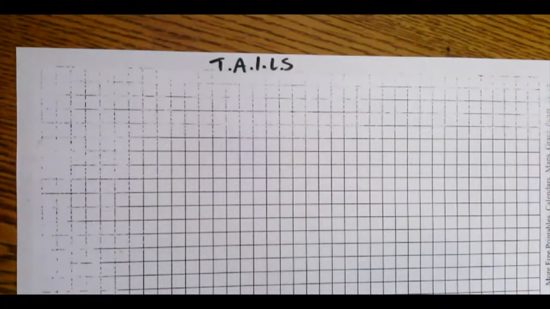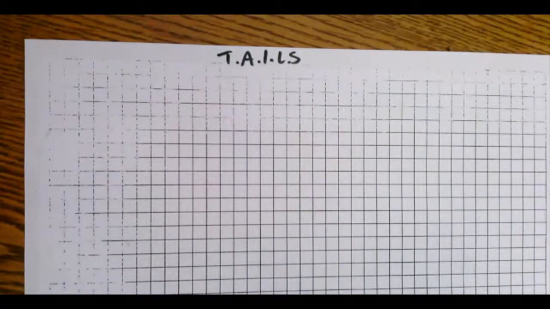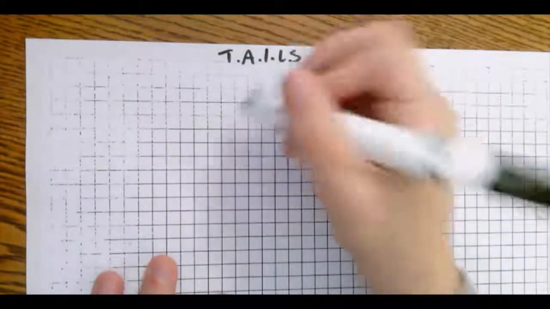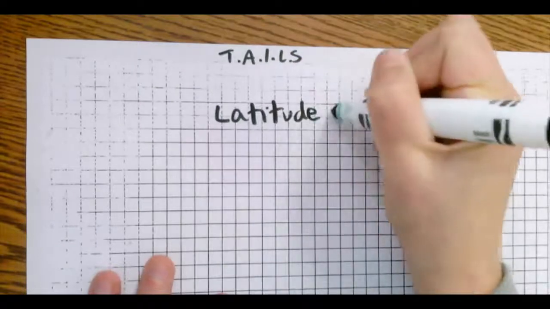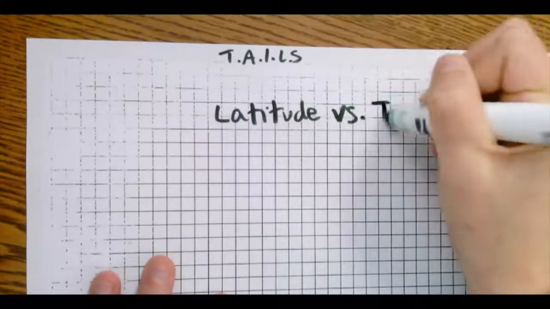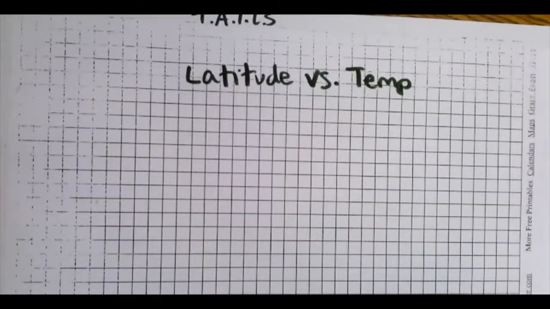Okay, so the first thing we need is a title. The title does not have to be super creative. You just want what your graph is about. So I'm going to entitle my graph latitude versus temperature. Easy squeezy. It doesn't have to be any more complex than that.